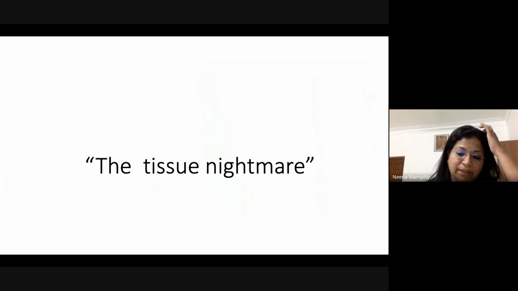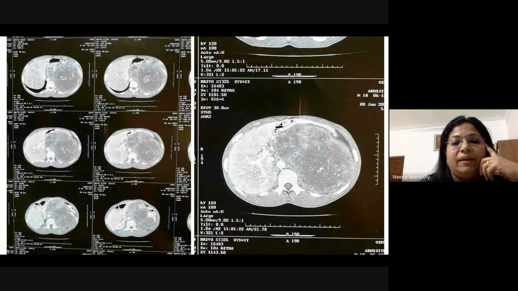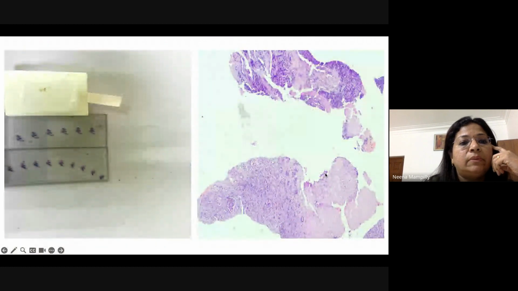So these are the challenges that we face. And yet another scenario of the challenges that we have is, I would call it a tissue nightmare. This is an 18-year-old boy who presented with a large abdominal mass. You can see it's a huge mass, filling almost all of his abdomen. And this biopsy was done from outside. It was a core biopsy done from outside, and the block and the slides came in for review.